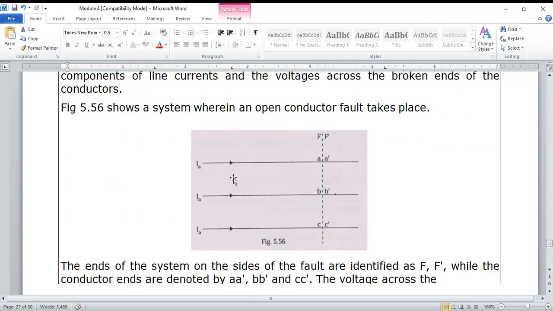Now we see the three lines here. This is line 1, line 2, line 3. The currents flowing through the lines are IA, IB, and IC. F and F dash represent the fault side. AA dash, BB dash, and CC dash represent the conductor ends of lines A, B, and C. This is a general representation of conductors in a transmission line or in a power system.